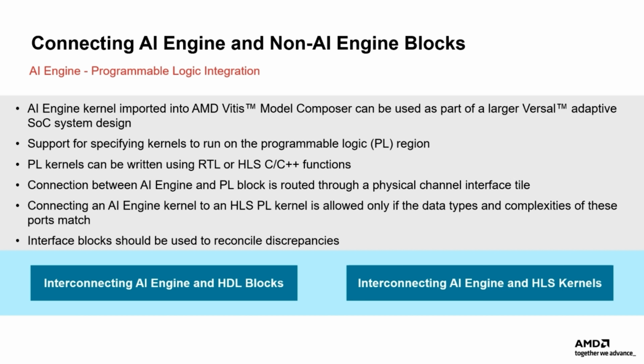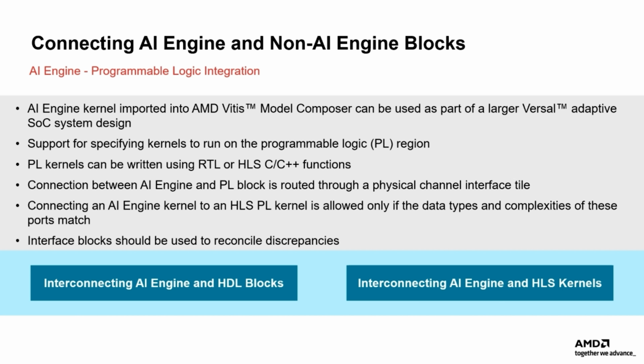Vitis Model Composer allows connecting an AI Engine kernel to an HLS PL kernel only if the data types and complexities of these ports match. If the data types or complexities of the ports of the AI Engine kernel and the port of the PL kernel do not match, interface blocks should be used to reconcile the discrepancies. In the next few slides, we'll go over interconnecting HDL blocks or HLS C++ functions with AI Engine kernels.